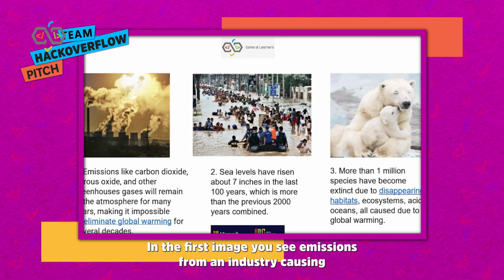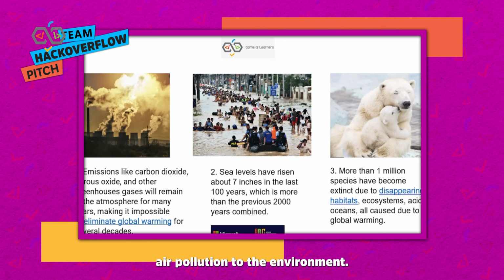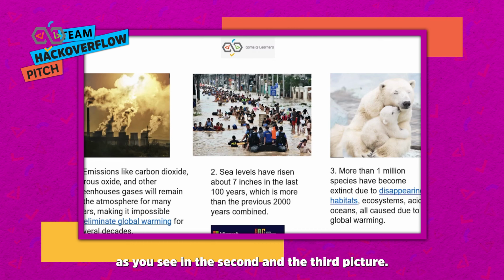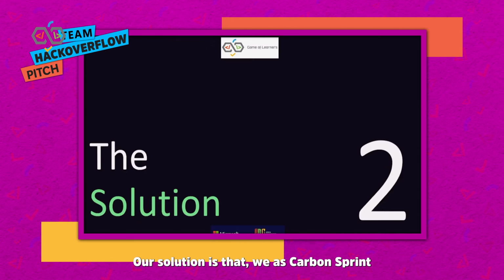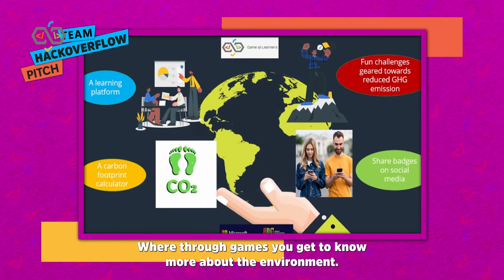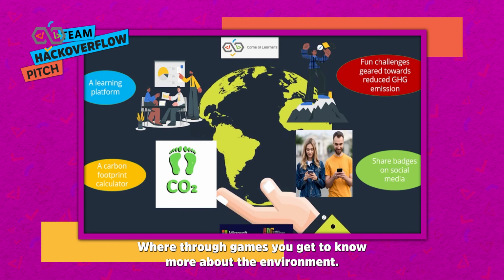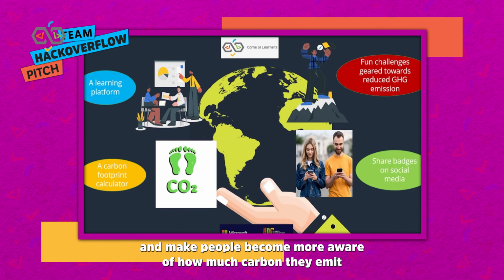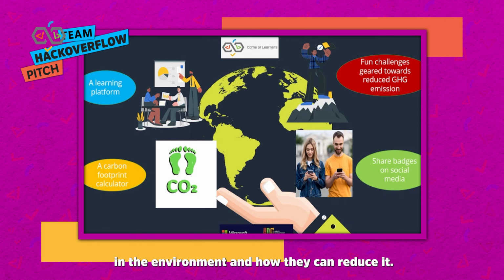In the first image, we see emission from an industry causing air pollution to the environment. This has resulted in human beings and living things being affected, as you see in the second and third picture. Our solution is that we as Carbon Sprint are working on a solution to provide a fun learning platform where through games you get to know more about the environment. We also have a carbon footprint calculator, which will be used to track our carbon emission and make people become more aware of how much carbon they emit in the environment and how they can reduce it.